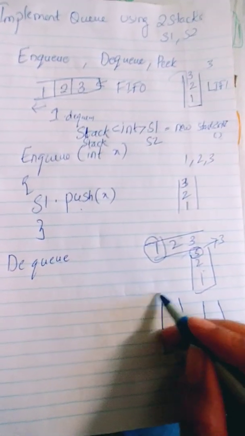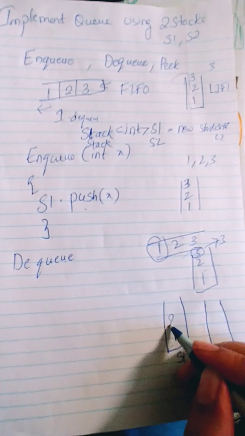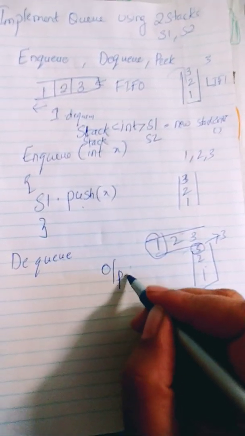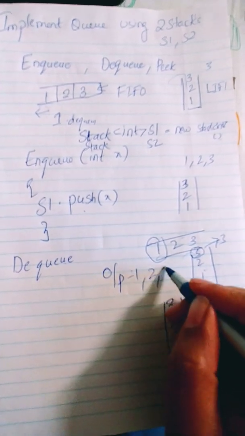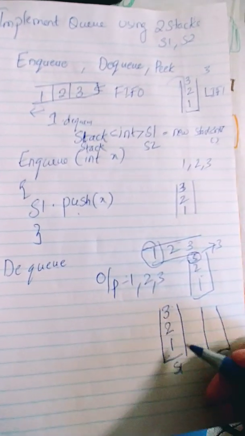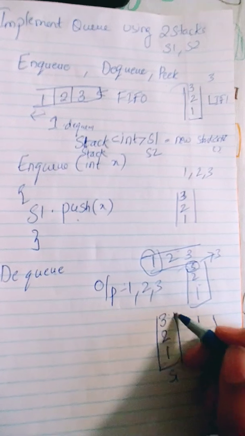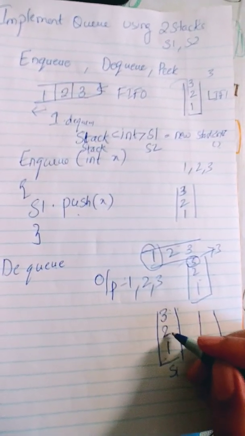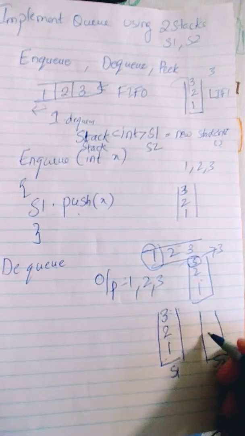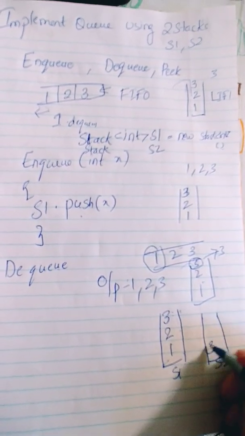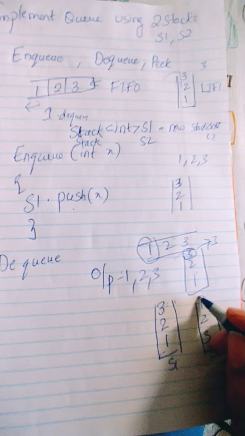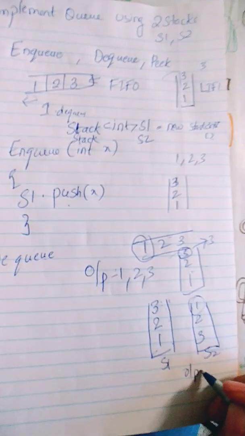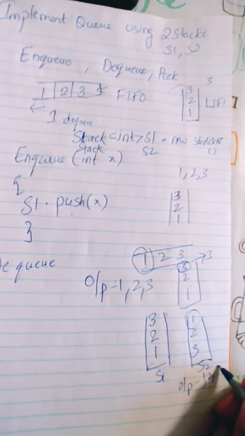Okay, so we push, so it is 1, 2, 3. And for us, the output should be 1, 2, and 3. If we pop here from stack 1, the output is 3, 2, 1, but we want 1, 2, 3. So we push from stack 1 to stack 2. So it is 3, 2, 1. And when we pop from stack 2, the output will be 1, 2, 3.